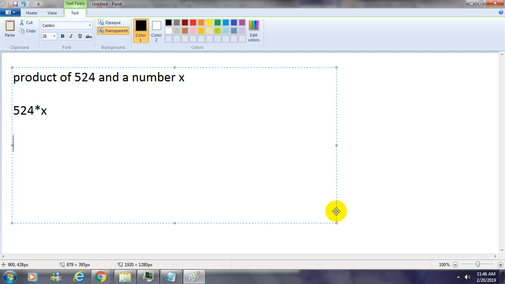Okay, great. And if you're not sure, you just do a simple one like this. Product of 524 and 3. What's the product of 524 and 3? Use a calculator, you get some answer. It's 524 times 3, so you know that it's 524 times X.